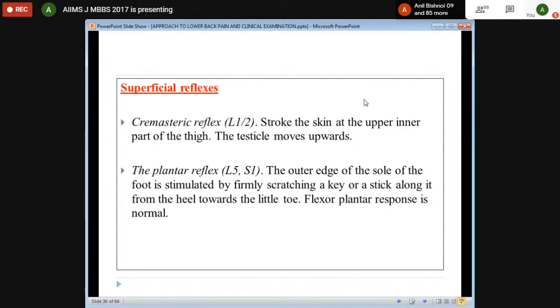Plantar reflex, L5, S1, very important. What we do here is the outer edge of the sole of the foot is stimulated by firmly scratching a key or stick along it from the heel towards the little toe. Always note that the great toe is not reached, otherwise that will reflexly give a false result. Flexor will be considered normal.